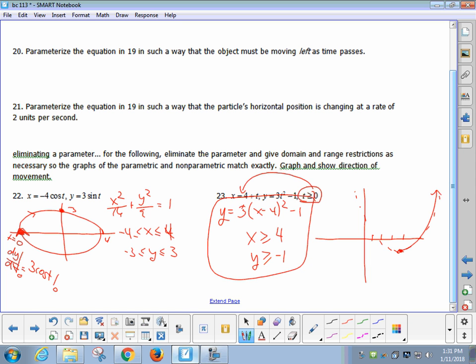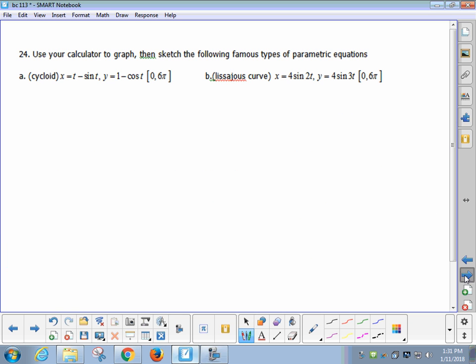And what's the direction of movement? As time gets bigger, x gets bigger, so we move right, and y also gets bigger, so we move up. Okay? Got it? Okay.